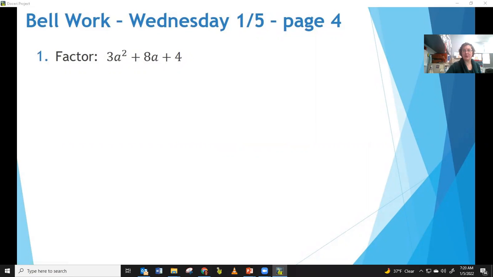First question for you guys. We are supposed to factor this. What's the first thing I need to look for when I factor? GCF, absolutely correct. We're going to look for GCF first. Is there a GCF here?